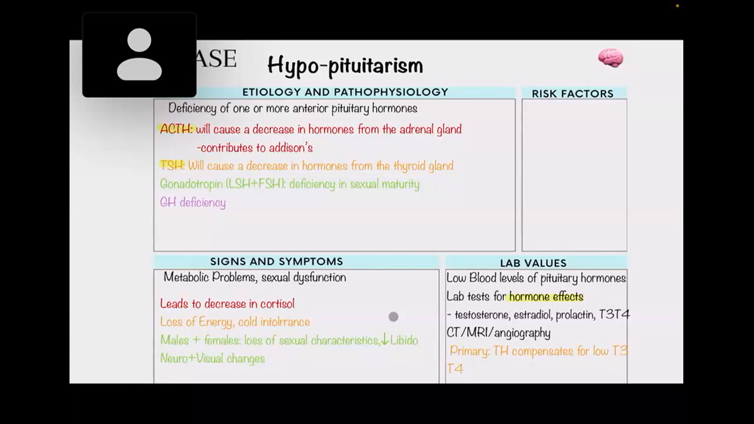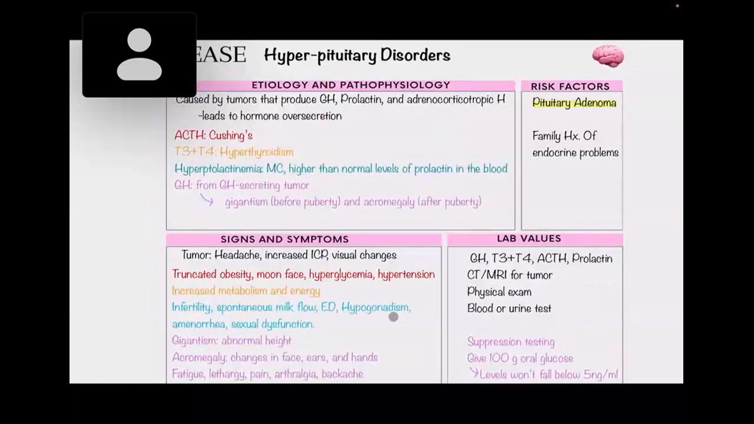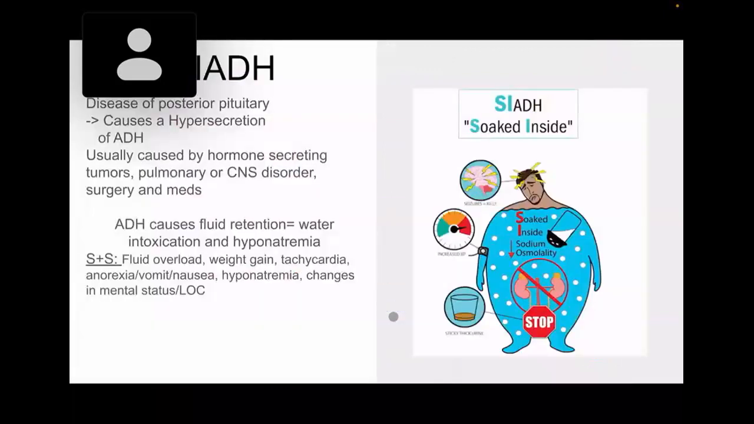I just thought this would give you an overview of just how important our brain is. So with hypo, everything is low. When we have hyper, everything is high. Again, please don't stress about knowing everything on this slide. I'm going to break it down for you guys.